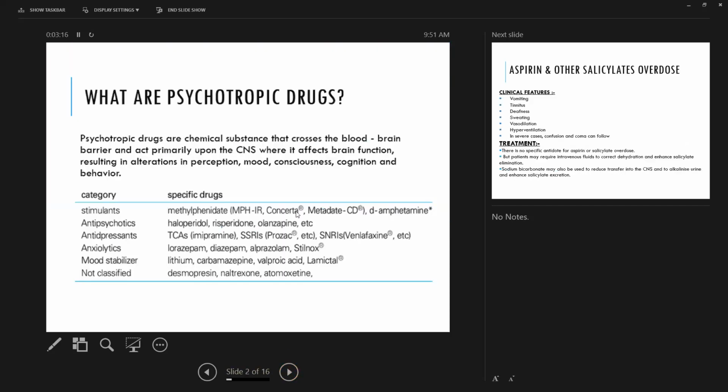What are psychotropic drugs? Psychotropic drugs are chemical substances that cross the blood-brain barrier and act primarily upon the CNS, where they affect brain function, resulting in alteration in perception, mood, consciousness, cognition, and behavior. Stimulants include methylphenidate; antipsychotics like haloperidol, risperidone, olanzapine; antidepressants like tricyclic antidepressants, SSRIs, SNRIs. Anxiolytics are lorazepam, diazepam, alprazolam, and stilnox. Mood stabilizers are lithium, carbamazepine, valproic acid, and lamictal. Not classified are desmopressin, naltrexone, atomoxetine.